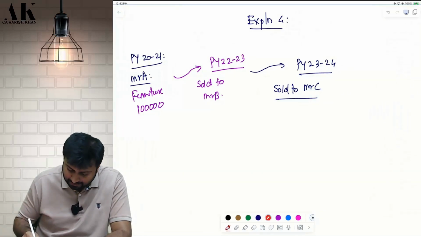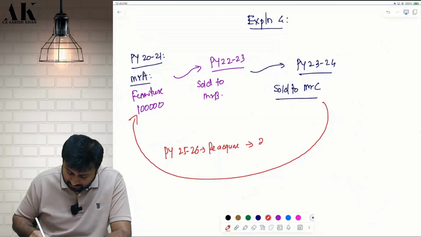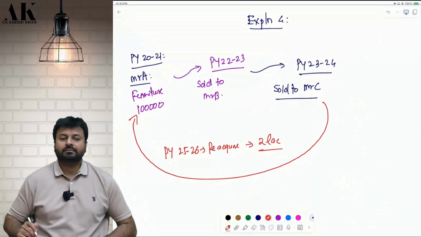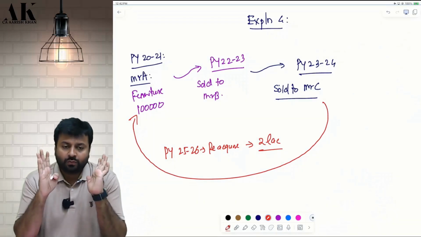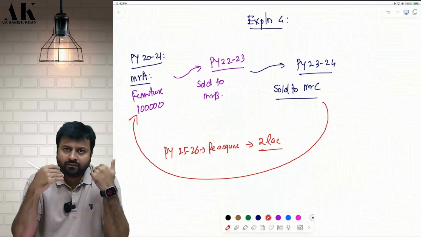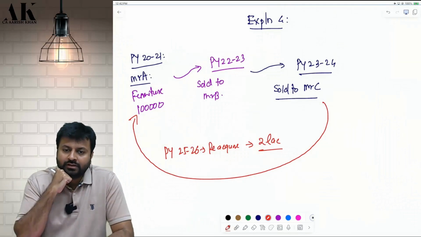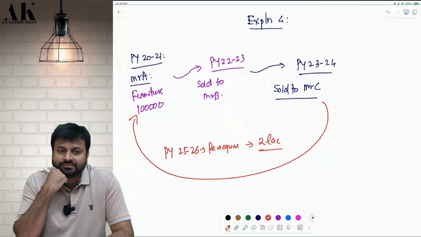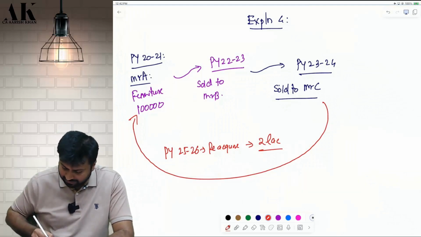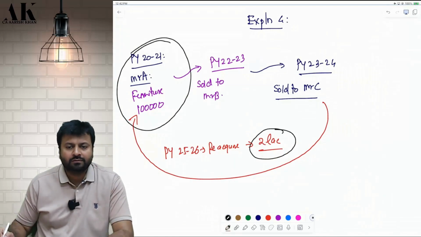And then in previous year 25-26, I reacquire the same asset. The same asset I reacquired for 2 lakh rupees. So one asset which belonged to me, I sold to someone, then someone sold that to somebody else, and then again I bought it back. The same asset I am buying back. So in that case, what will be my actual cost? Will I get 2 lakh rupees as my actual cost when I buy back the asset?